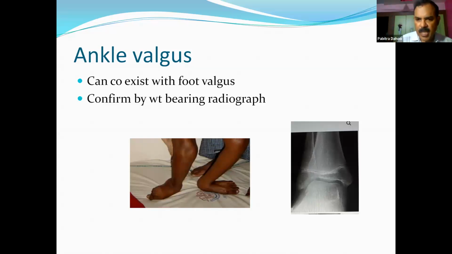weight bearing X-ray. When the distal tibial physis is at the same level as the lateral malleolus physis, that is the indication of ankle valgus. What is a normal ankle joint? The lateral malleolus physis must be at a lower level than the distal tibial physis. So this is a radiological indicator that this patient also has ankle valgus.